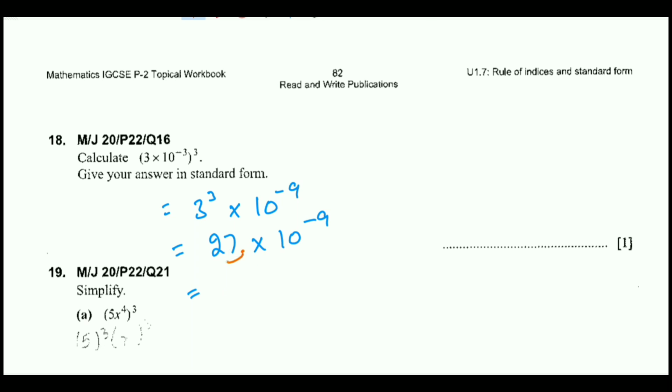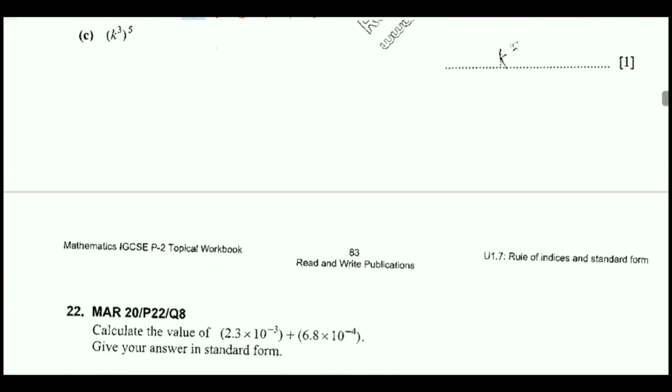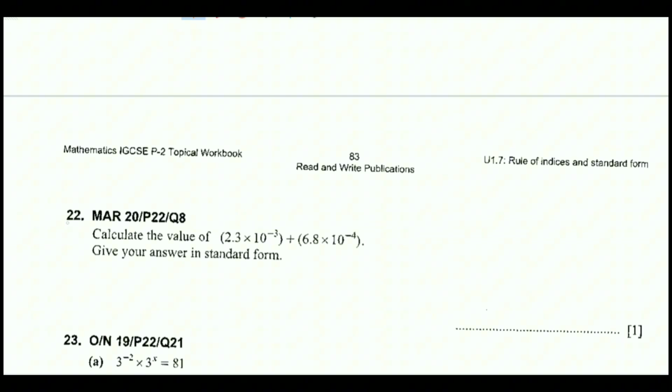The decimal is here, it should be moved after 2, and the power should be increased by 1. So it will become 2.7 multiplied by 10 raised to power minus 8. 2.7 multiplied by 10 raised to power minus 8 is the final answer. So I think that's it. This question you can do by yourself.